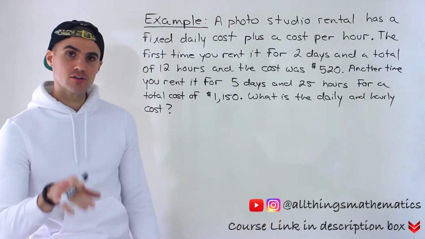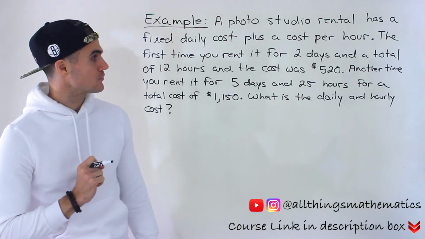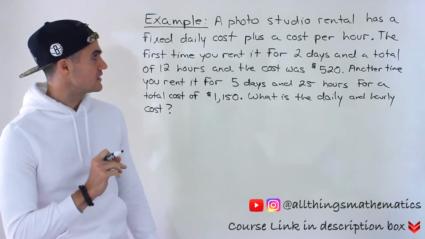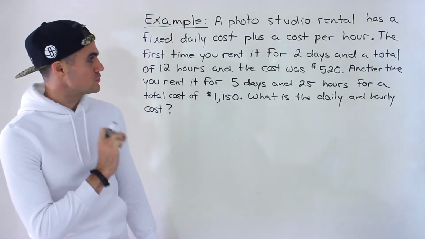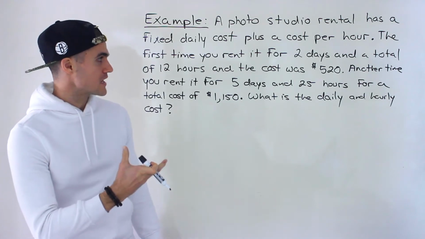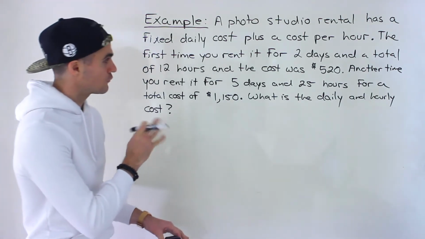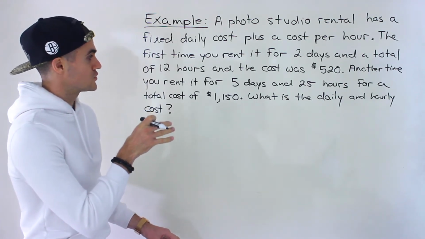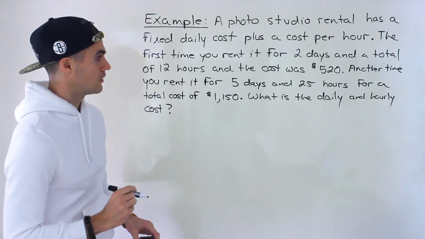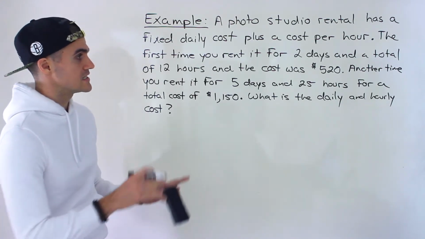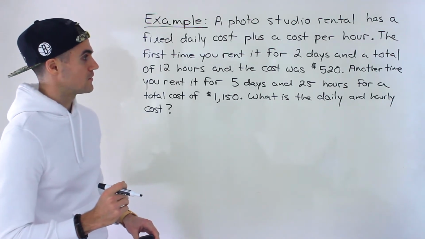Moving on to another linear systems word problem under the elimination section. A photo studio rental has a fixed daily cost plus a cost per hour. The first time you rent it for 2 days and a total of 12 hours, and the cost was $520 for that time. And then another time you rent it for 5 days and 25 hours for a total cost of $1,150. And then we have to figure out what is the daily and the hourly cost for the studio.